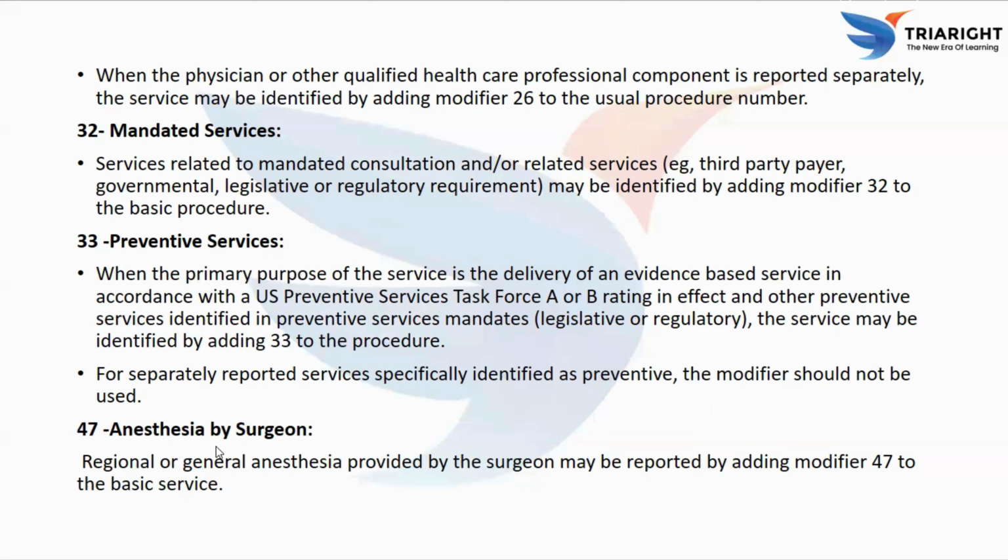Modifier 47, anesthesia by surgeon. Modifier 47 is used when the surgeon themselves provides a regional or general anesthesia. When is modifier 47 used? When the surgeon gives anesthesia, when anesthesia is not given by the anesthesiologist. Example: the surgeon performs surgery and also administers the regional anesthesia. In these cases, you have to assign the 47 modifier. What are the important points regarding modifier 47? It is not used for local anesthesia. It is not used for an anesthesiologist. It is used only when anesthesia is separate as well as significant.